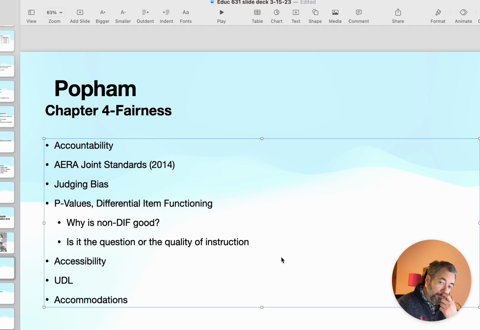Accommodations, if you've ever seen the type of accommodations that are computerized nowadays, they're pretty impressive. You can even have kids highlight. You can make screens bigger, smaller. There's lots of things you can do, without going into a lot of detail, which we probably should do someday, but not right now.